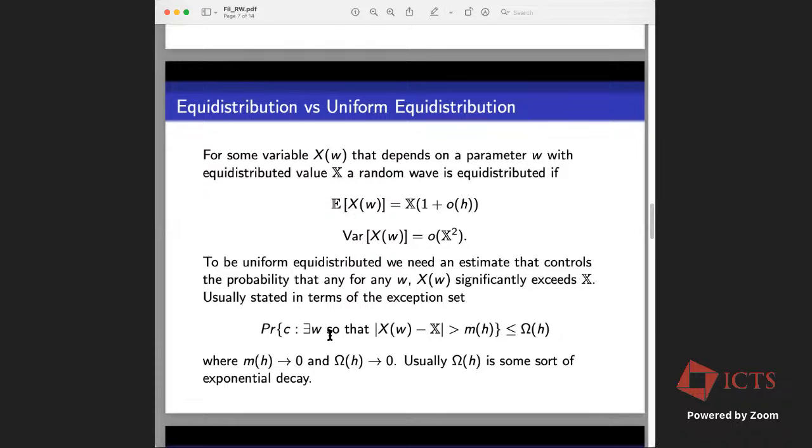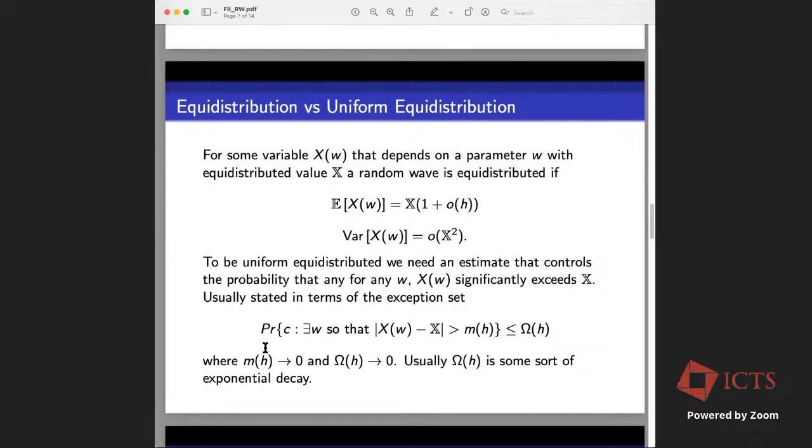But I'm not just talking at a particular point. I can find some W, some parameter, for which I exceed the average value. So this is where the uniformity comes in. We're not looking at just one point, but we're looking at all points. So for balls, you might be looking at all balls with a particular fixed radius and the point, their center, being able to move.